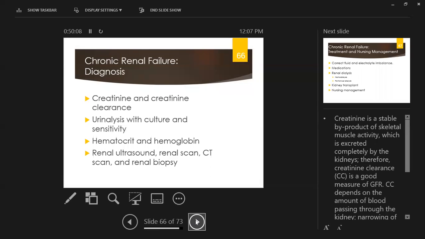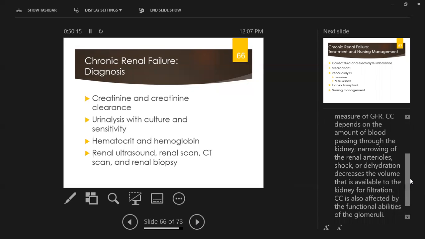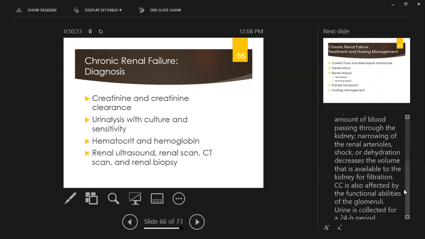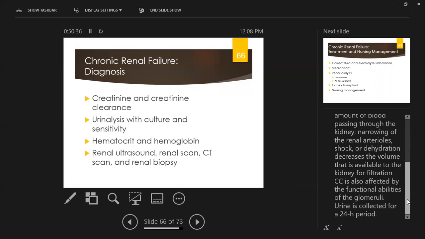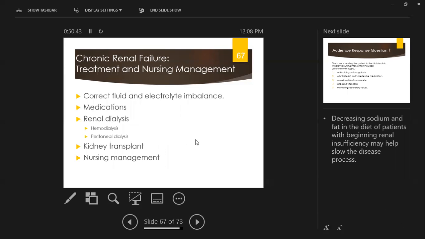Creatinine is that stable byproduct of skeletal muscle activity. It's excreted completely by the kidneys, and so it's a good indicator of glomerular filtration rate. The creatinine clearance does depend on the amount of blood passing through the kidney. So narrowing of the renal arteriole, shock, or dehydration may decrease that volume that's available for the kidney to filter, and therefore it may be affected by hypovolemia or poor perfusion. Creatinine clearance may also be affected by the functional ability of the glomeruli. So if you have some kind of dysfunction in the glomerulus, you may have that issue. Urine's collected over a 24-hour period to really get a good idea of the creatinine level and clearance.